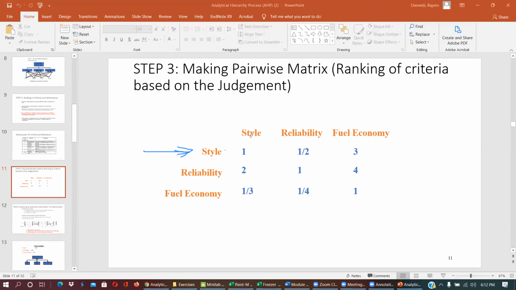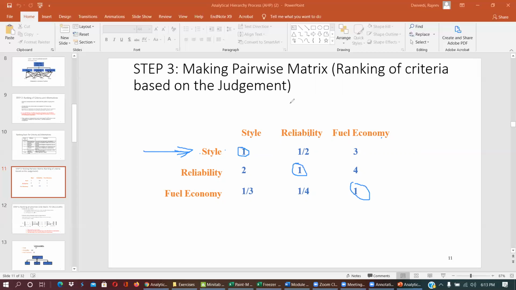So the style, reliability, and fuel economy. So you can say style to style is the same. Reliability to reliability and fuel economy to fuel economy is exactly the same. Now look, style to reliability is half. Means people prefer style to reliability half. Means style is half as preferred as reliability. That means reliability is 2 times more important.